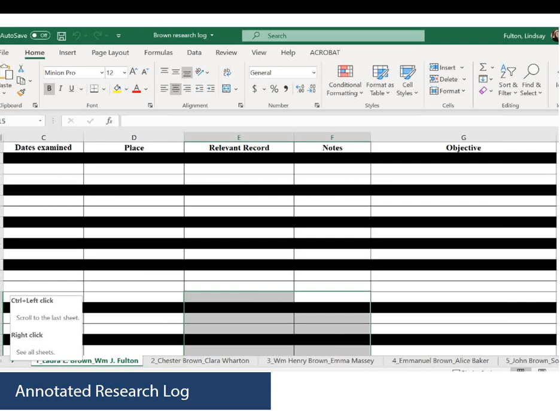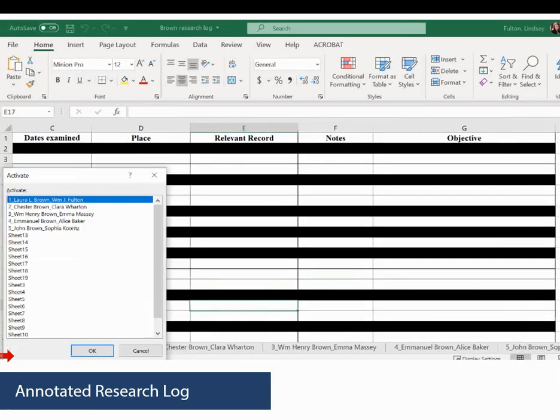Now, you might be thinking, oh, Lindsay, I'm going to have 1 million of these tabs if I keep doing that. Well, the nice part about Excel is that it allows you this toggle opportunity. So if you go all the way to the left, you can right click and then see all the sheets. And then I'll show you what the example looks like. This is just something that I put together for my own ancestors. So you can see here when I open that up that I can see all of the generations that I've identified so far for the Brown family. And then if you just click on one of those, it will open up that particular sheet.